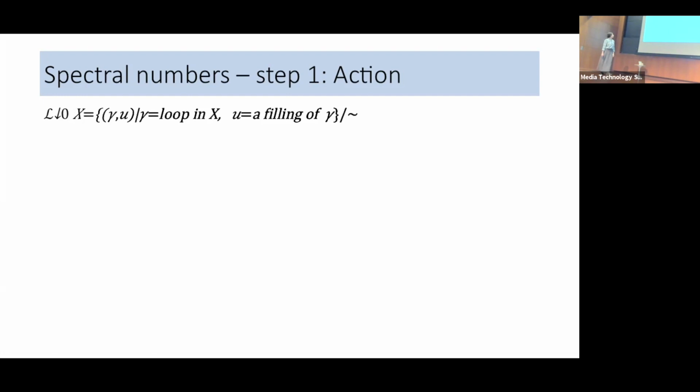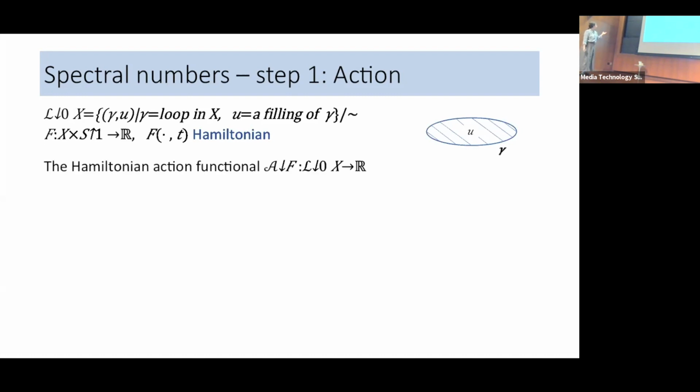I will take the space of loops that are contractible. So objects in my space here are loops with candidate fillings. Another piece of information that I'm going to add to the story is a function. It's time dependent, but it's cyclic in the time coordinate. Hamiltonian is just a fancy adjective that says it plays nice with the symplectic structure. You can forget about it. A function.